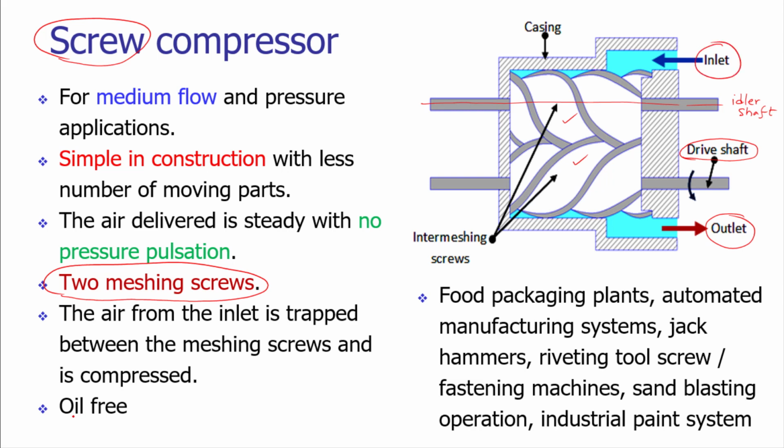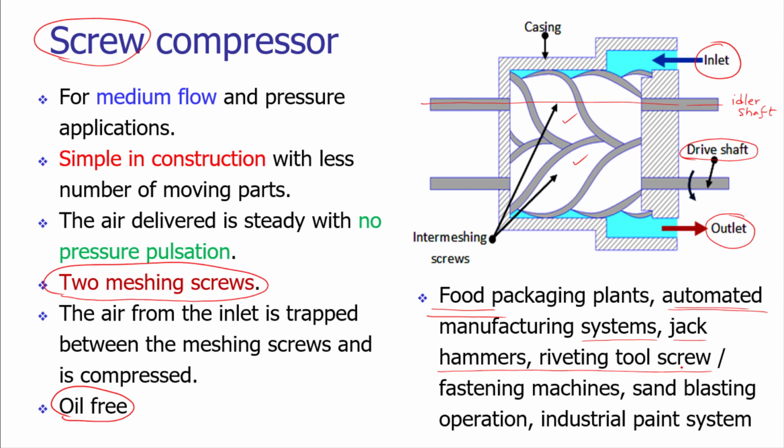This process is oil free, so that's why it is utilized for the food industry. The screw compressors are utilized in automated manufacturing systems. They are used in jackhammers and riveting tool screws.